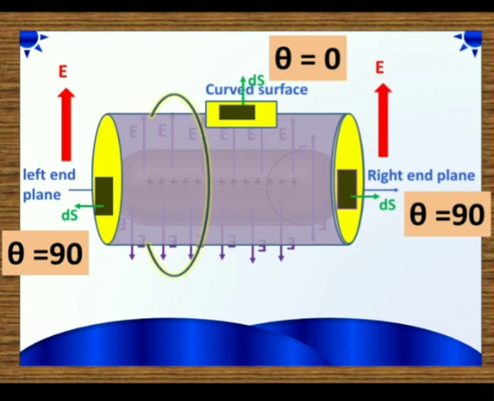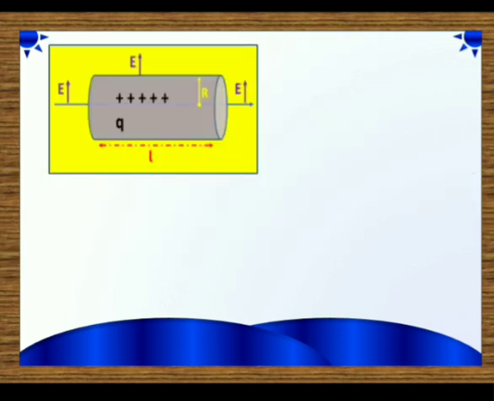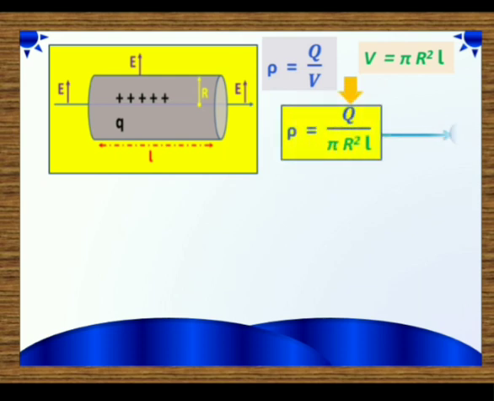This is for our derivation, remember here. Now, this is my cylinder of length L and radius r on which charge q is distributed uniformly. My charge density rho is equal to q by v, but what is v? The volume of the cylinder, which is pi r square L. If I substitute v, then rho is equal to q by pi r square L. This is equation 1.